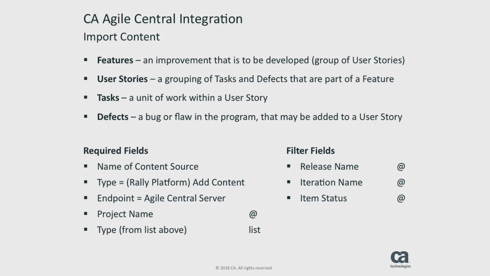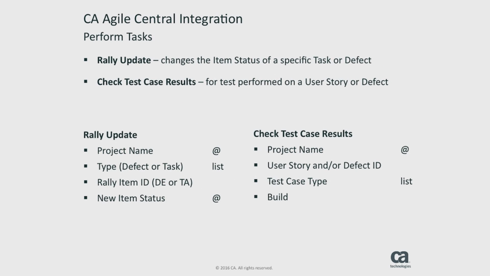Now, the other thing that we can do with Agile Central is actually perform tasks. And the two tasks that we can do are, we can do a Riley update, which is pretty simple. We just change the status of a particular task or a defect, or we can check a test case for results to see if the test has been performed and if it's been completed.